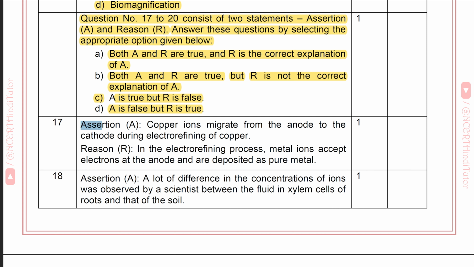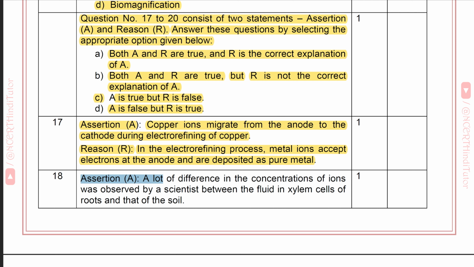Question 17. Assertion A. Copper ions migrate from the anode to the cathode during electrorefining of copper. Reason R. In the electrorefining process, metal ions accept electrons at the anode and are deposited as pure metal. Here comes option C. A is true but R is false.